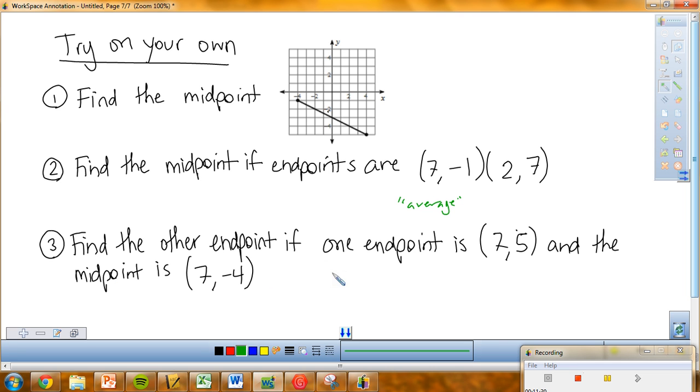And here, this is our work backwards example. If one endpoint is this, then we want to find the other endpoint if we know what our midpoint is. So try your best with these, and we'll come back and talk about them in class.